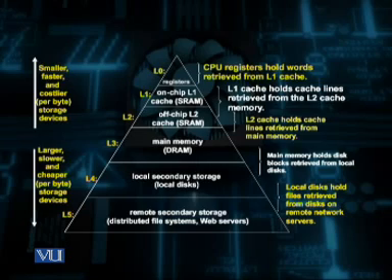Here you can note that the levels of hierarchy usually subset one another, that is, all data in one level is found in one level below. That is, the data which is, say, available at level 1 cache is also available at level 2 cache. And the data which is available in level 2 cache is also available in the main memory, and so on.